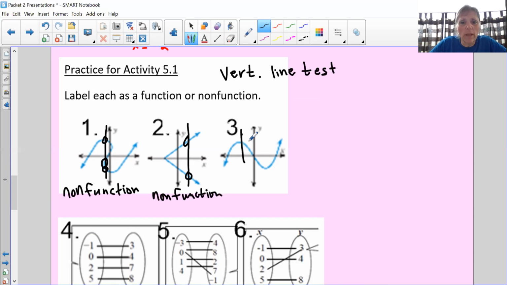And I'm going to use the vertical line test here, and it doesn't cross the blue curve more than once. So we're going to call this a function. Okay, so that was the only function there. Okay, so look at these.